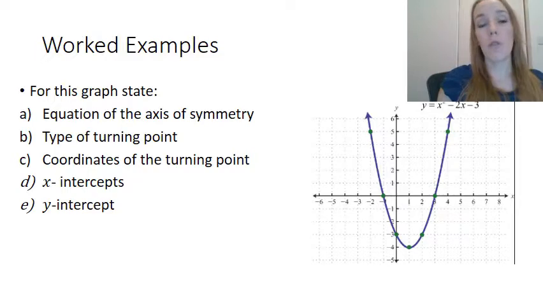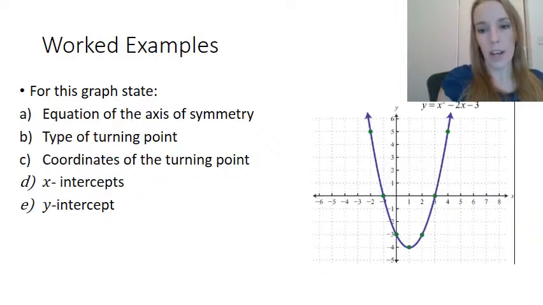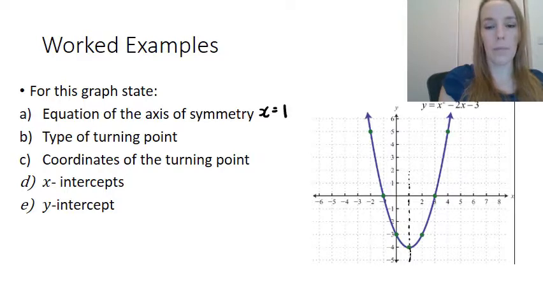Okay, so for the graph on the right here, we've got a few things to do. The first thing is to state the equation of the axis of symmetry. That just means, what is the x value that the axis of symmetry sits on? It sits on 1, so x equals 1. Next, the type of turning point: is it a minimum or a maximum? You can see the shape of it there, it's showing us that it is a minimum.